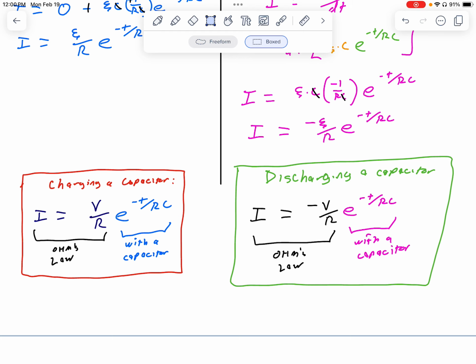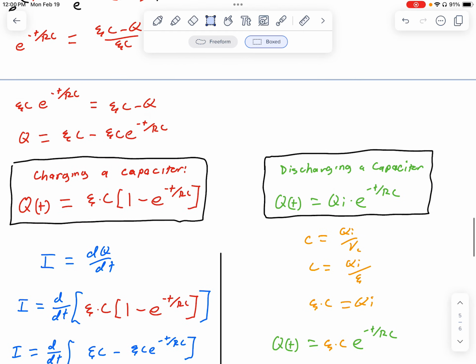So now we have equations that relate Ohm's law with charging and discharging a capacitor. Okay, and then we also have equations that describe the charge on the capacitor as a function of time. All right, pretty exciting. Lots of math, but hey, we've got the math, so then later on we can dig into the concepts and the why.